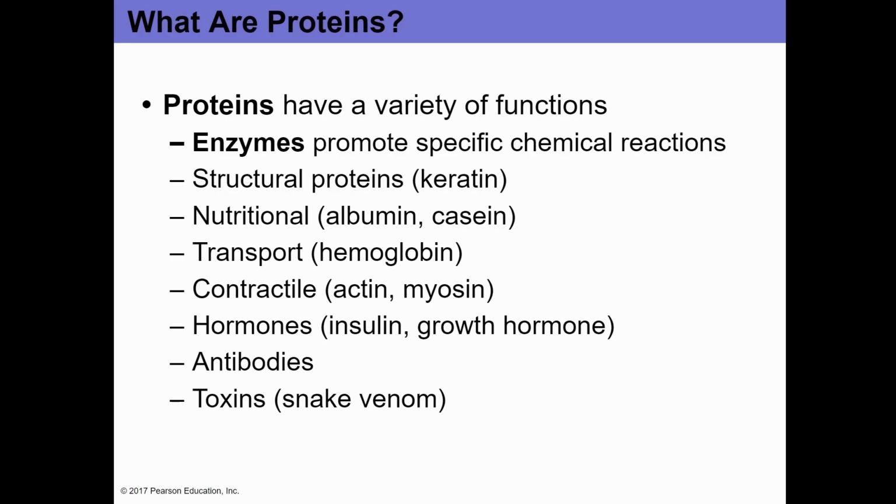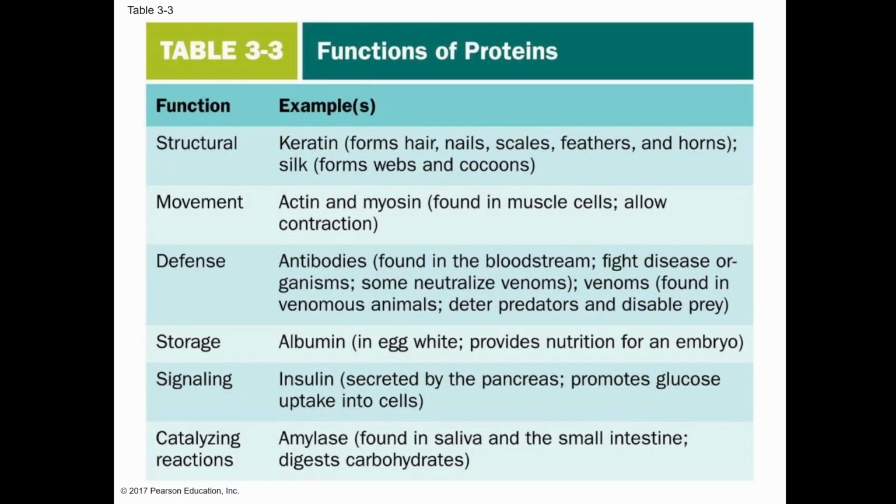Antibodies are immune proteins. And even as kind of a negative example of a protein function, a lot of snake venom contains specialized proteins, and we consider these toxins, but they're actually very effective, and this shows you the wide range of functions or capabilities a protein can have. So structural, movement, defense, storage, signaling, and catalyzing reactions, or being an enzyme, those are the basic functions of proteins.